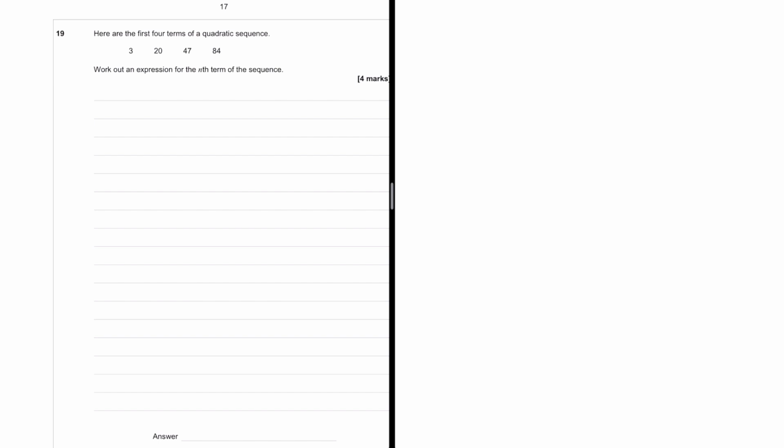So for question 19, we're given the first 4 terms of a quadratic sequence, and we're asked to write an expression for the nth term of the sequence. So as a rule, the expression for the nth term is going to be given like this. It's going to be an squared plus bn plus c, where n is obviously the nth term, and then a, b, and c are to be determined. And we can check it's quadratic because the second difference should be consistent.